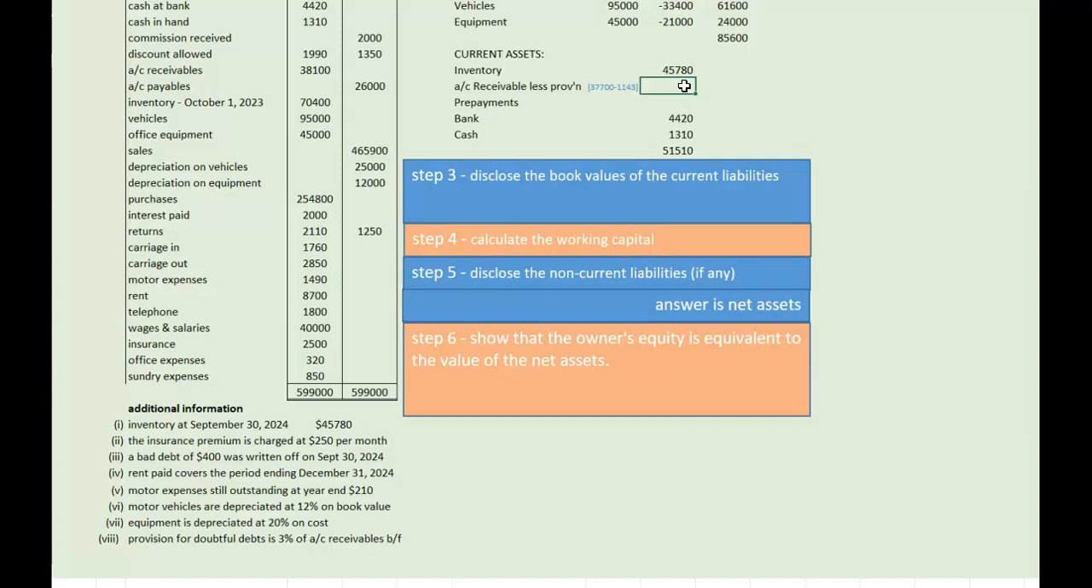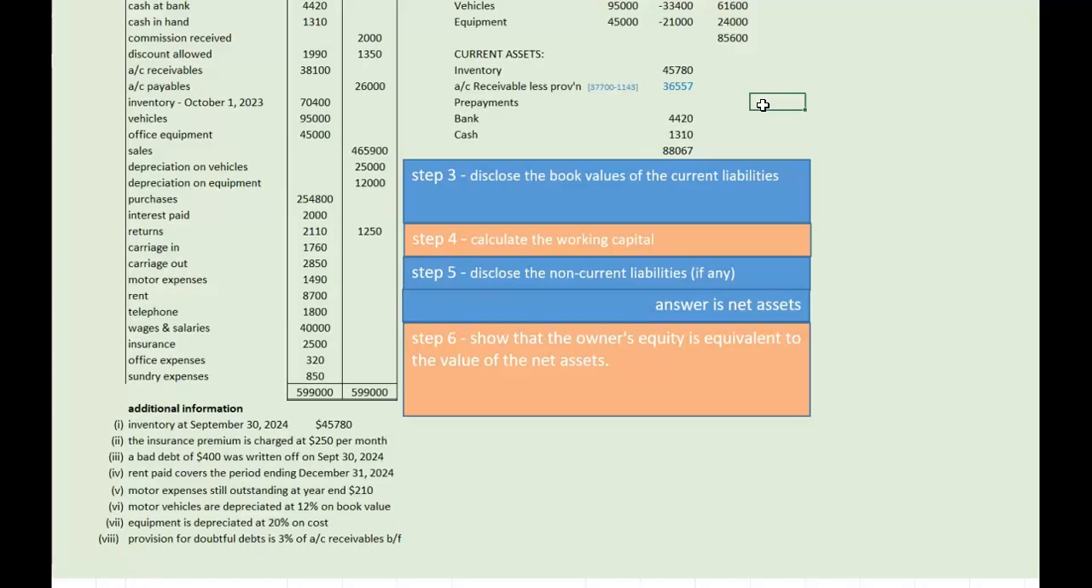You work it out already? 37,700 minus the 1,143. And what did you get? Give me that number again. 36,557. Okay, assuming that you subtract it correctly, that's the number.